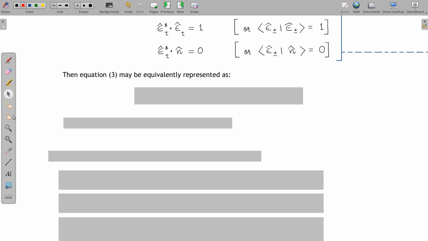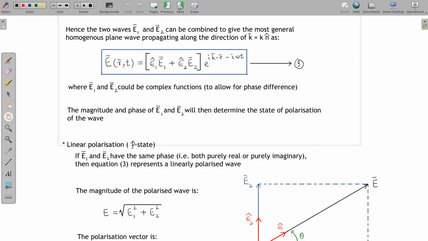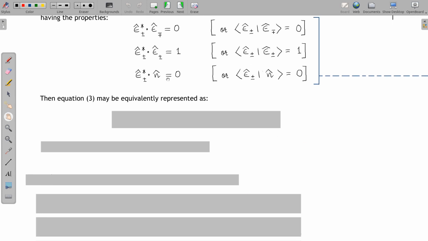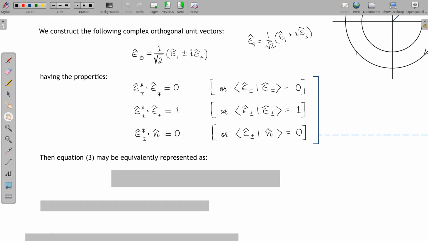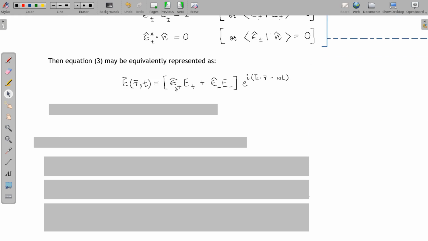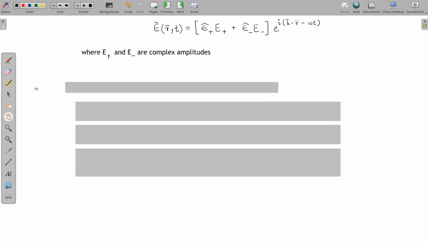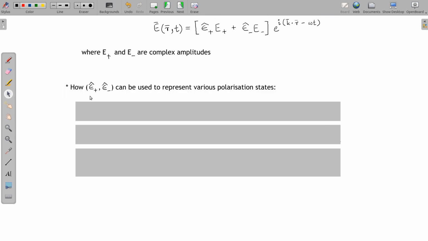And this is equation number 3. We can rewrite equation number 3 more conveniently using epsilon plus and epsilon minus, and we can write it in this way: epsilon plus E plus, epsilon minus E minus. Here E plus and E minus are, in general, complex amplitudes. So using this, we can now represent the various polarization states using epsilon. This set of basis vectors, we can represent different polarization states.